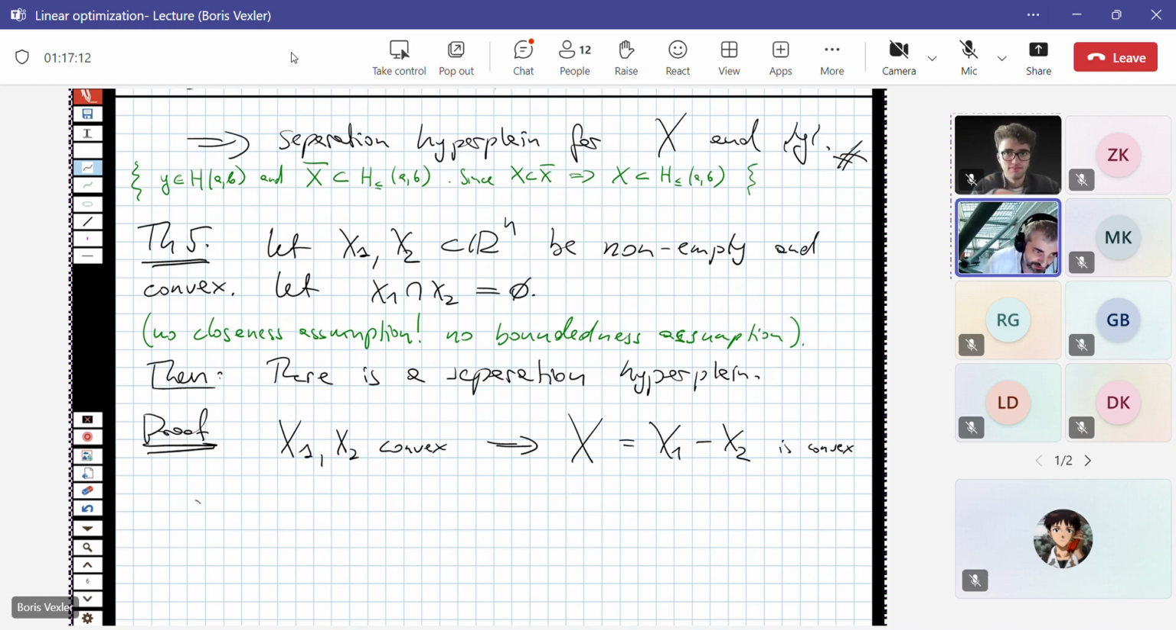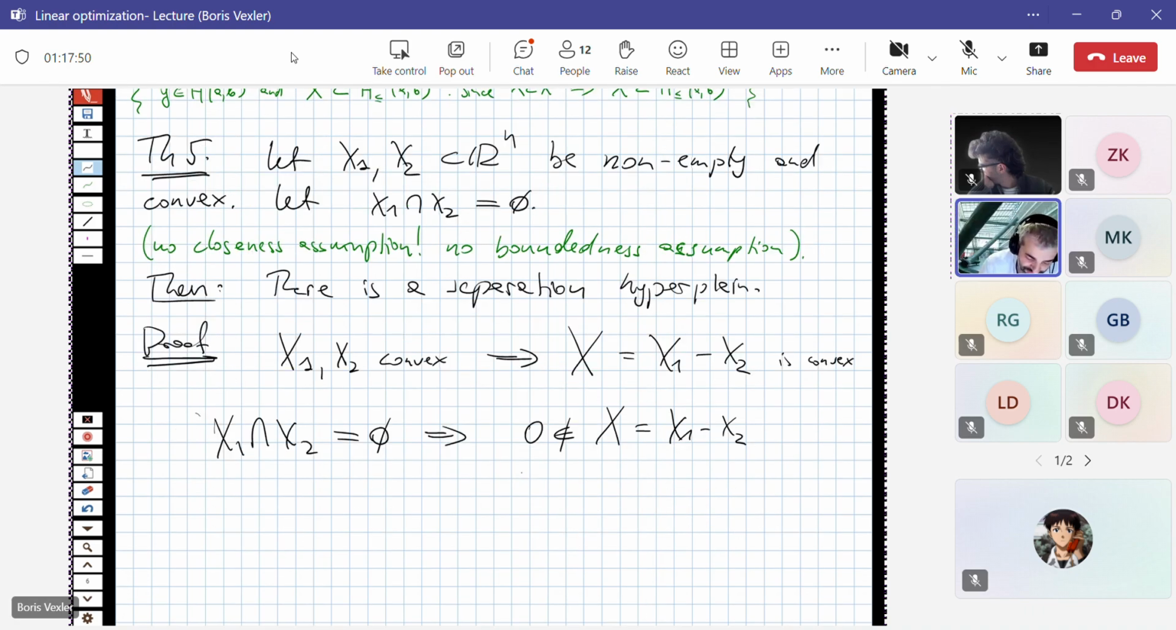And we know also that x1 and x2 intersected are empty, and therefore, if we consider the difference of them, then 0 is not an element of it. Yes, 0 is not an element of X, which is x1 minus x2. And of course, therefore, it is also not an element of the interior of X for sure.